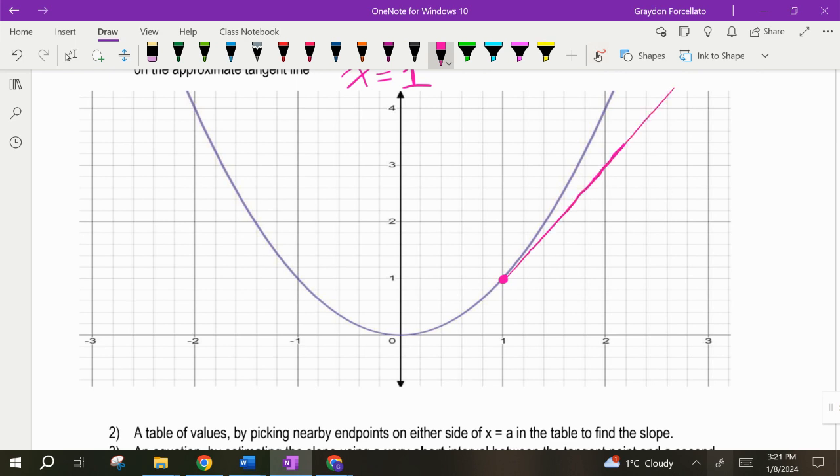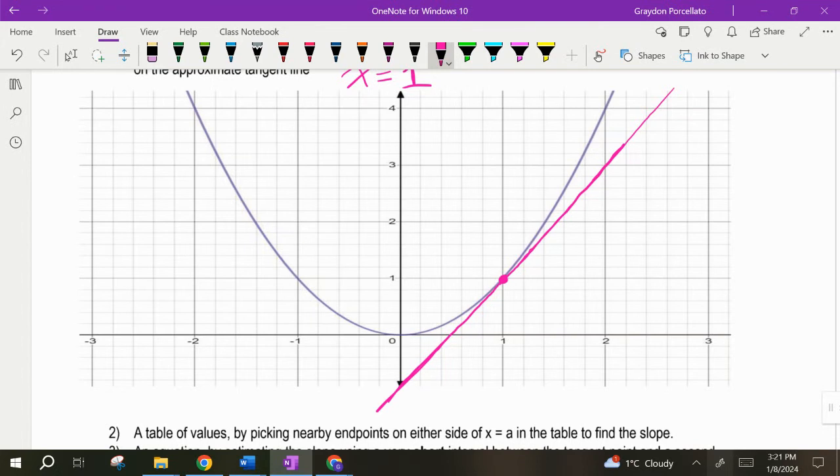All right, so I'm just going to draw the tangent line that just touches, or grazes over, the point where x is equal to 1. So that's a rough tangent line, okay? It's about the slope at that point.